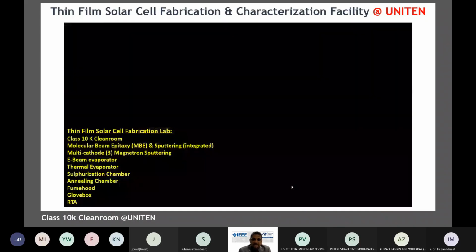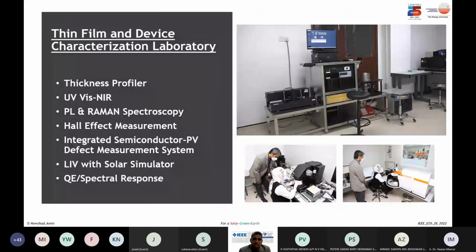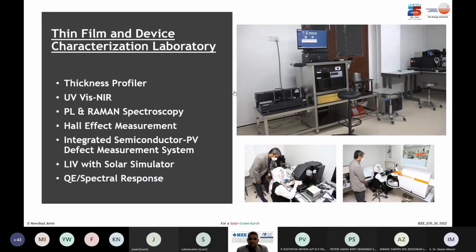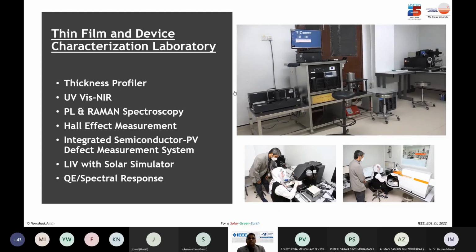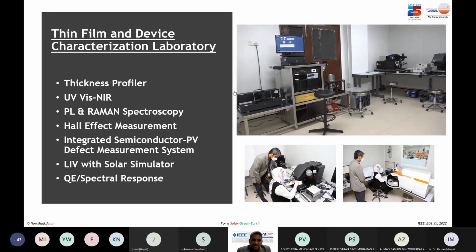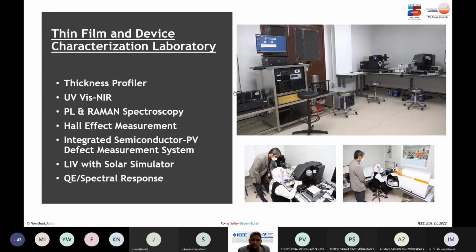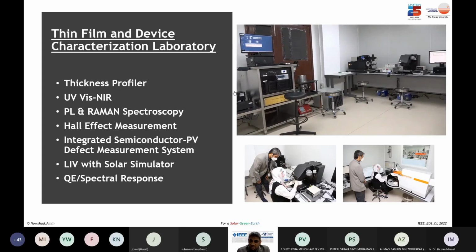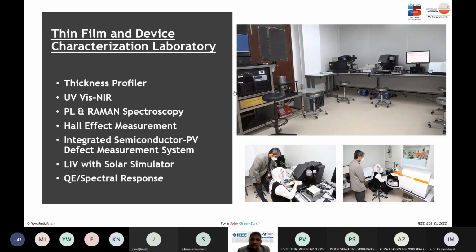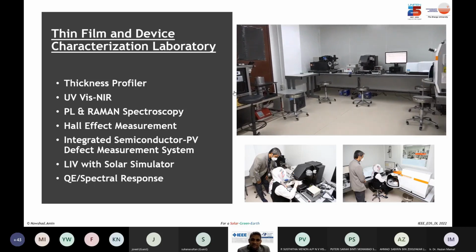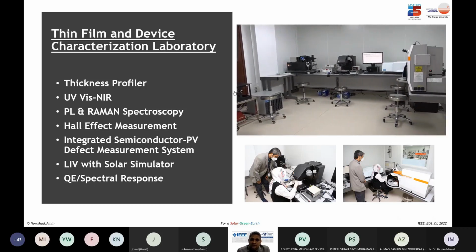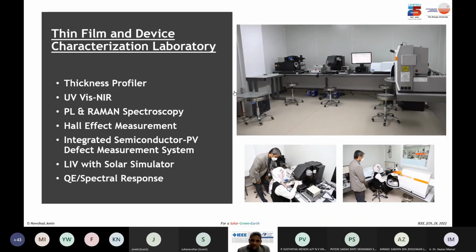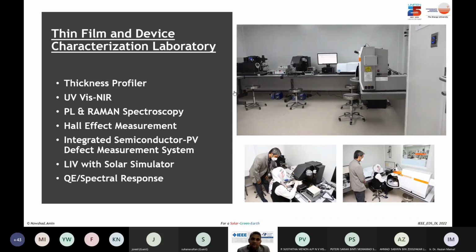Next is the characterization lab. We have a number of characterization labs just beside this fabrication lab. I have a small video here, starting from the semiconductor defect measurement system, PL, Raman, UV-Vis, thickness monitor, integrated semiconductor and PV defect measurement systems, LIV, and quantum efficiency measurement systems. So there are a number of things already there, at least to support our thin film research in UNITEN.